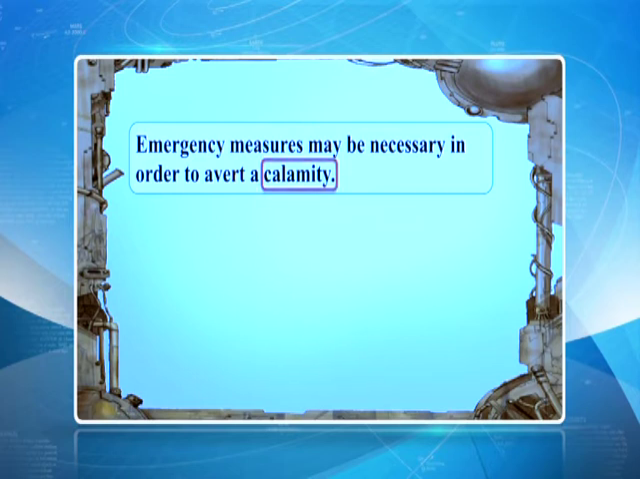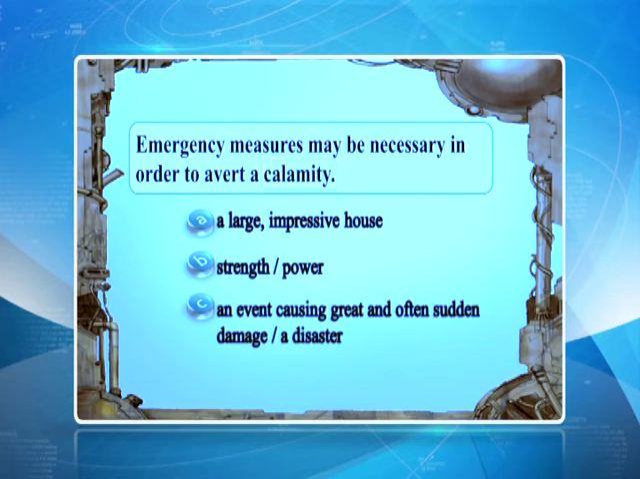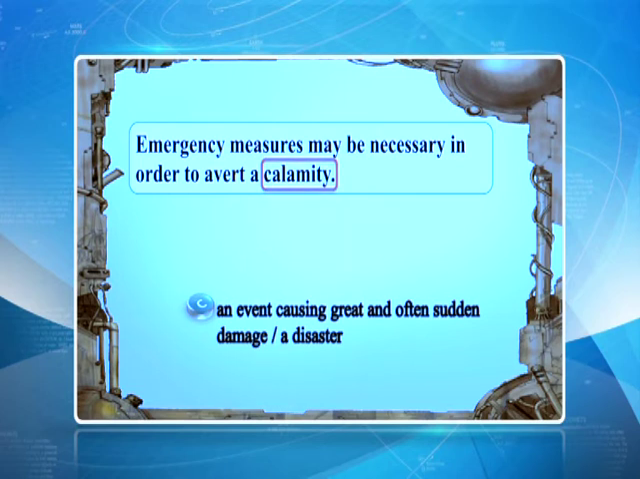Let's read the third sentence. Emergency measures may be necessary in order to avert a calamity. What is calamity? A large, impressive house or strength, power, an event causing great and often sudden damage, a disaster, or a junction at which a road branches off a main road. It is an event causing great and often sudden damage, a disaster.